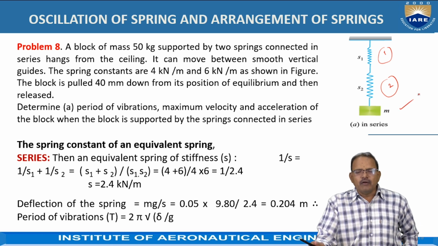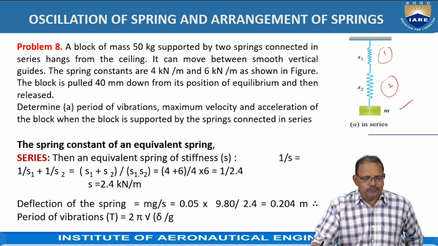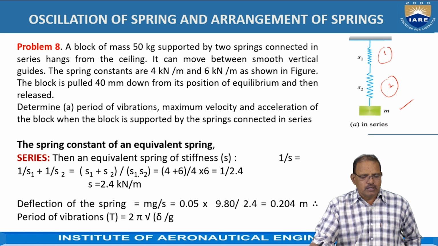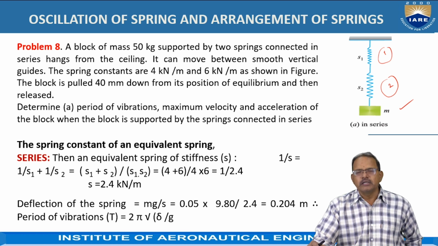Now the problem is: a block of 50 kg suspended by two springs connected in series hangs from the ceiling. It can move between smooth vertical guides. The spring constants are 4 kilonewton per meter and 6 kilonewton per meter as shown in the figure. The block is pulled 40 mm down from its equilibrium position and then released. Determine the period of vibrations, maximum velocity, and acceleration of the block when the block is supported by the springs connected in series.